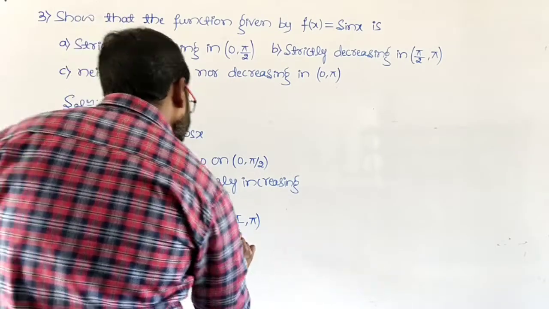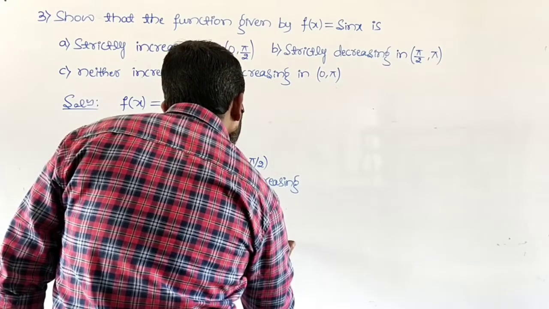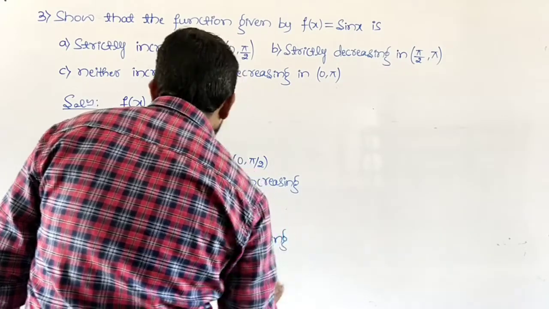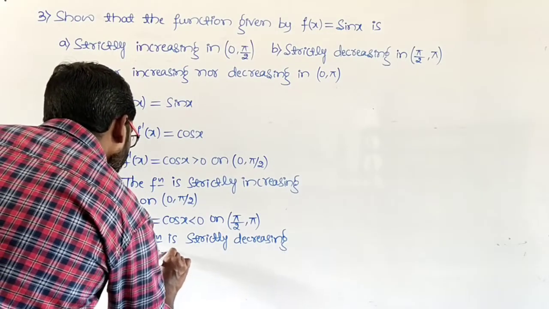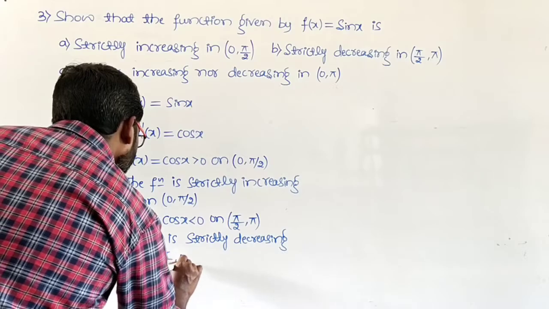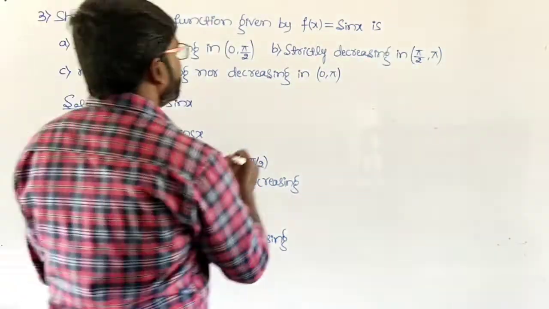The function is strictly decreasing on the open interval pi by 2 comma pi. Let us go for the third case.